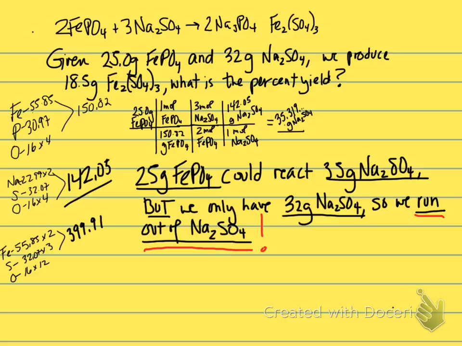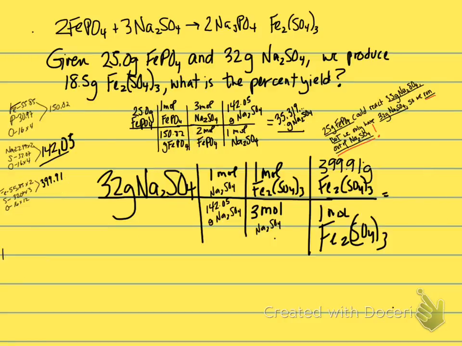So now we have to do another factor label that starts with our limiting and goes to the product that we're interested in, mass. Okay, so we have a messy factor label, but a factor label nonetheless, that's going to get us from grams of sodium sulfate over to grams of iron 3 sulfate. And what's our raw number? Whew. Okay, so we get a raw answer of a little over 30 grams of the iron 3 sulfate. What is that number?